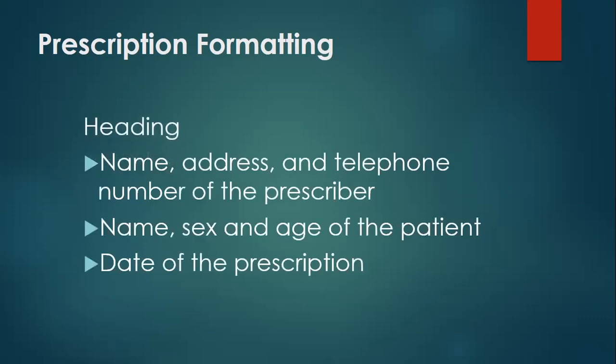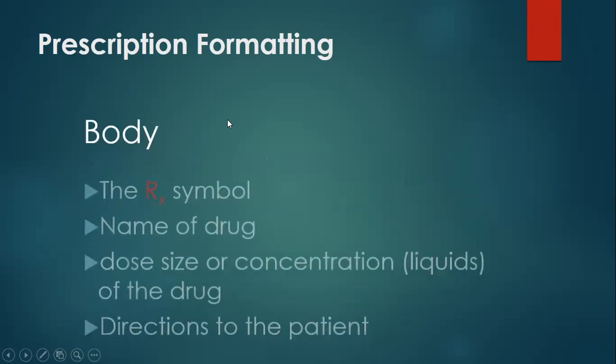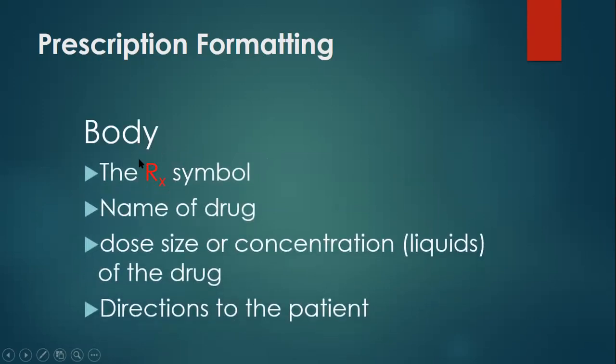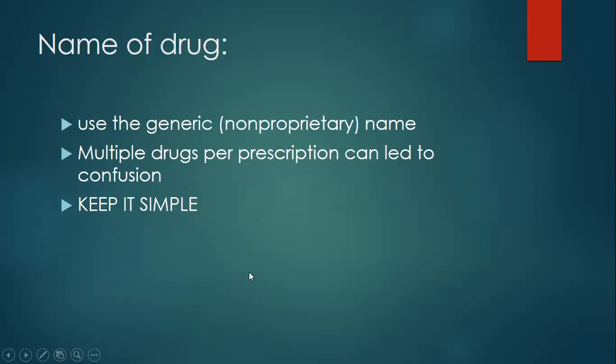So the heading includes name, address, telephone number, name, sex, age, date of the prescription. So all of the identifications that are required. The body has, you start off with this symbol, then the name of the drug, dose, size or concentrations, directions to the patient, pre-meals, post-meals, for how long. We usually use the generic name. Multiple drugs per prescription can lead to confusion, so keep it simple. You need to be very simple and legitimate while you're writing a prescription.